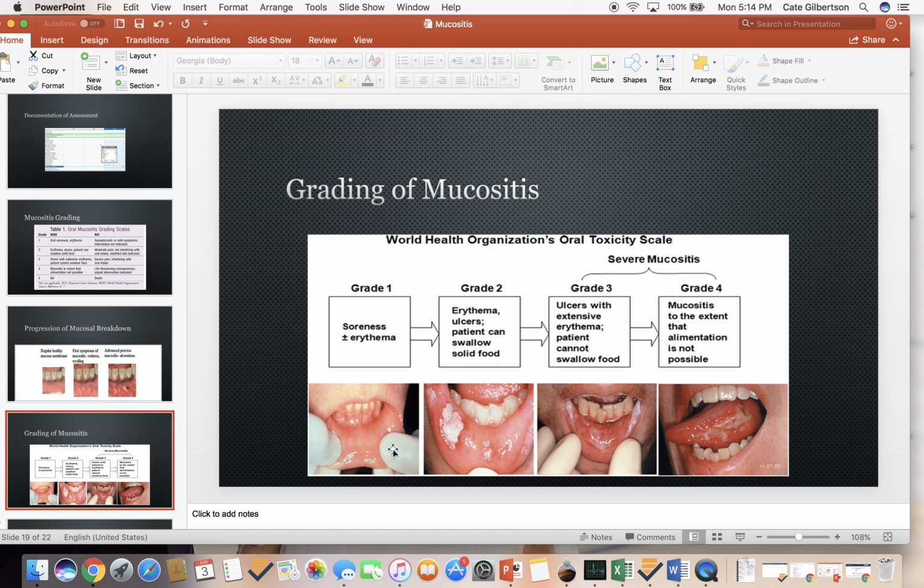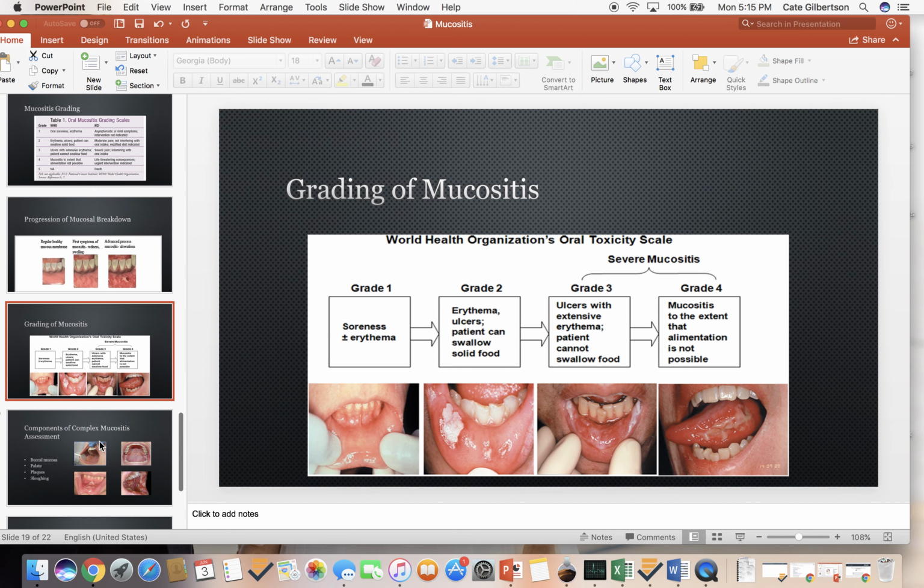So the soreness and erythema under grade 1, all the way to the tongue with those open sores. When you see under grade 3 here, you see this white coating. This is plaquing, and when that happens, we're about to get to this. That's kind of where the lining is losing its integrity, and then it's going to easily become broken down after that. So that's something to take note of in your assessment.